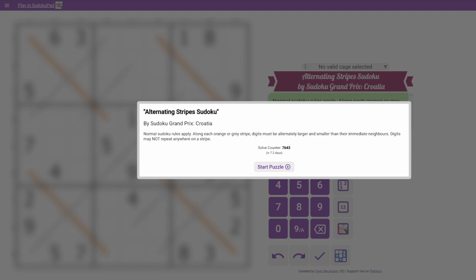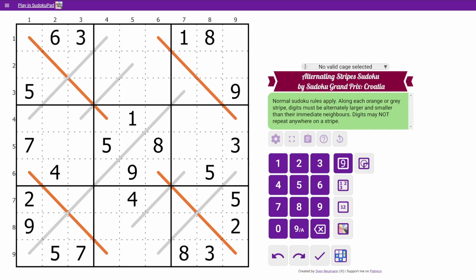We're going to be checking out a Sudoku today by Sudoku Grand Prix Croatia called Alternating Stripes Sudoku. Lot of digits. A whole heap of help. Let me get some tunes going.